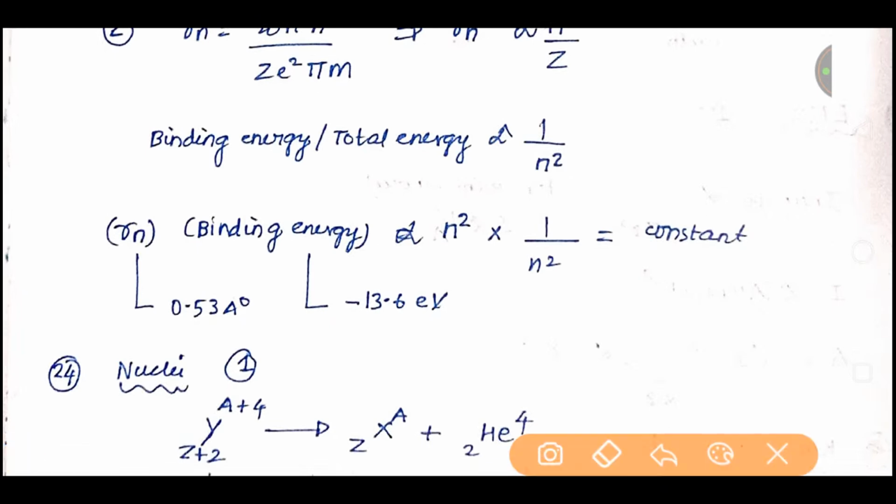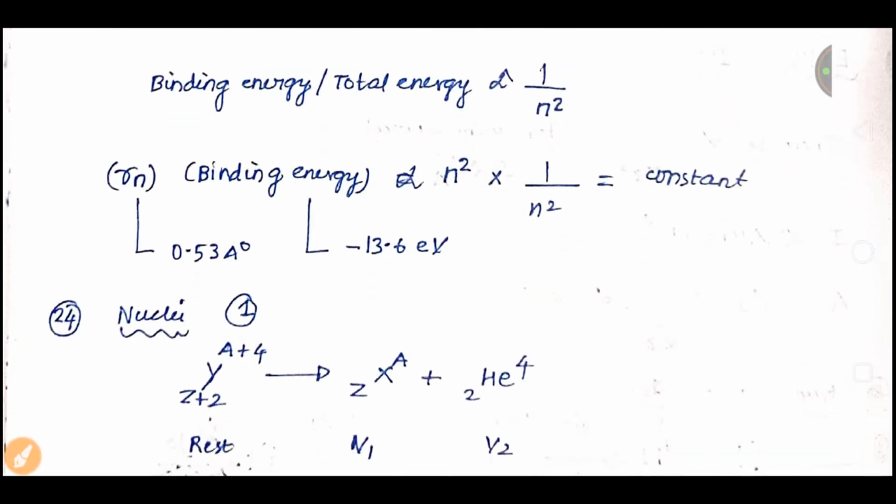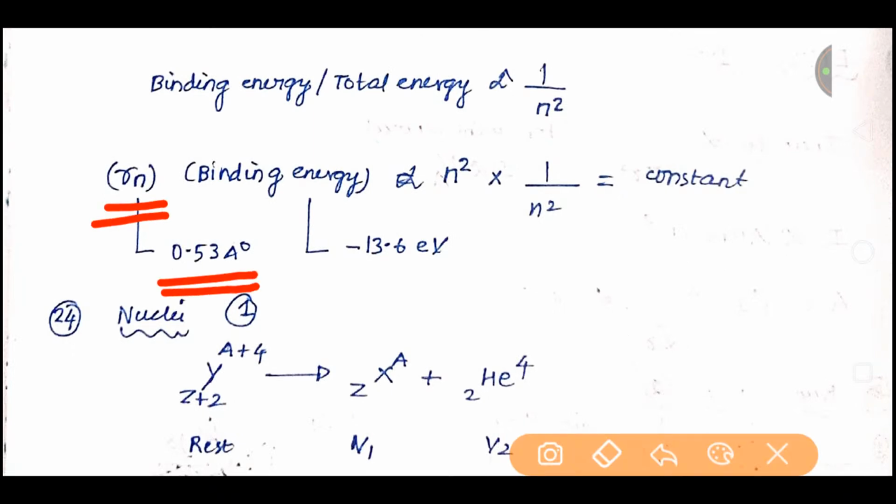You should have known this formula already. So what is the product of this Rn and binding energy? You are multiplying this. This is proportional to n square, and this is proportional to 1 by n square. So n square cancels, and this becomes constant. What is the value of that constant? You know the radius is 0.53 Angstrom for hydrogen, and binding energy is minus 13.6 electron volt, right.